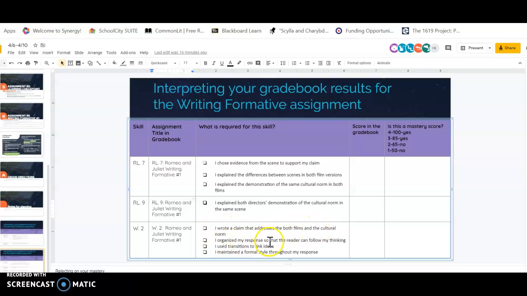Then, did I organize my response so that the reader can follow my thinking? Do I have 2 logical, organized paragraphs? Or did I just kind of write all over the place? So that's what that criteria means.